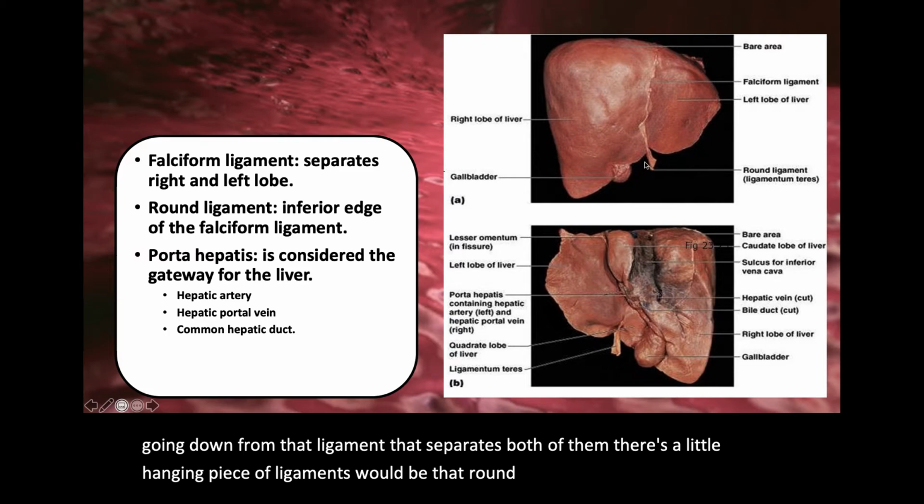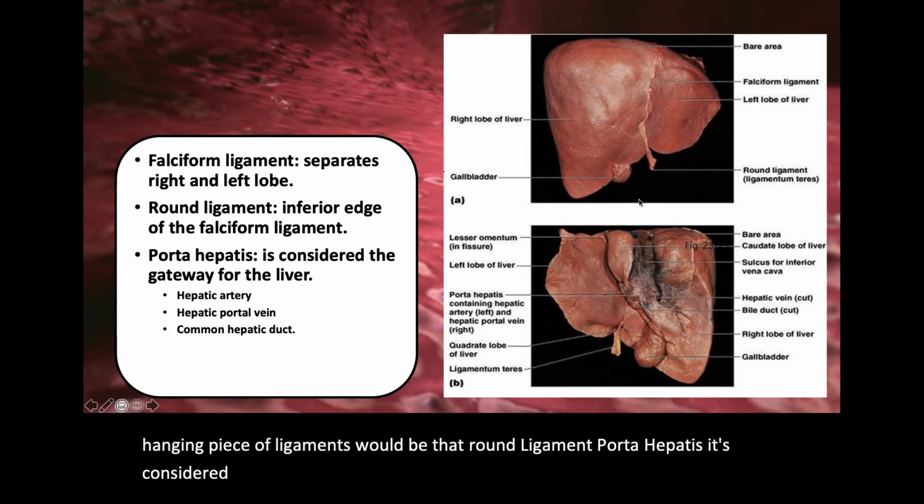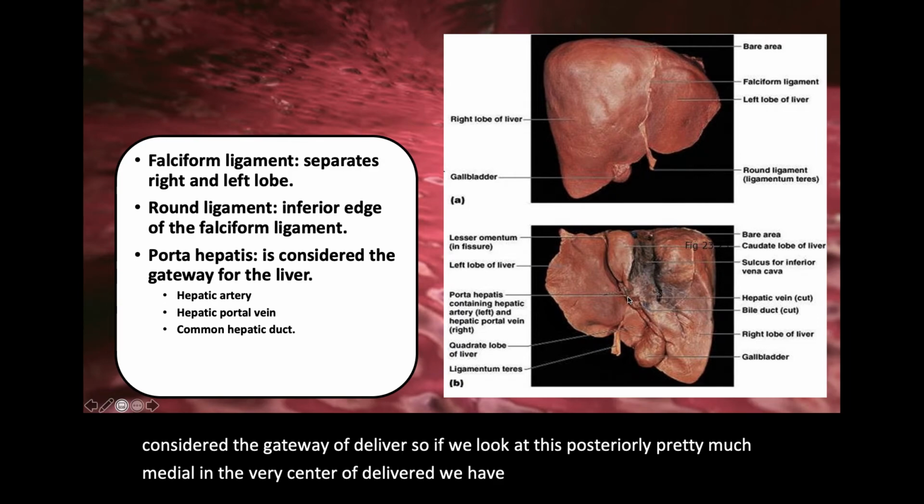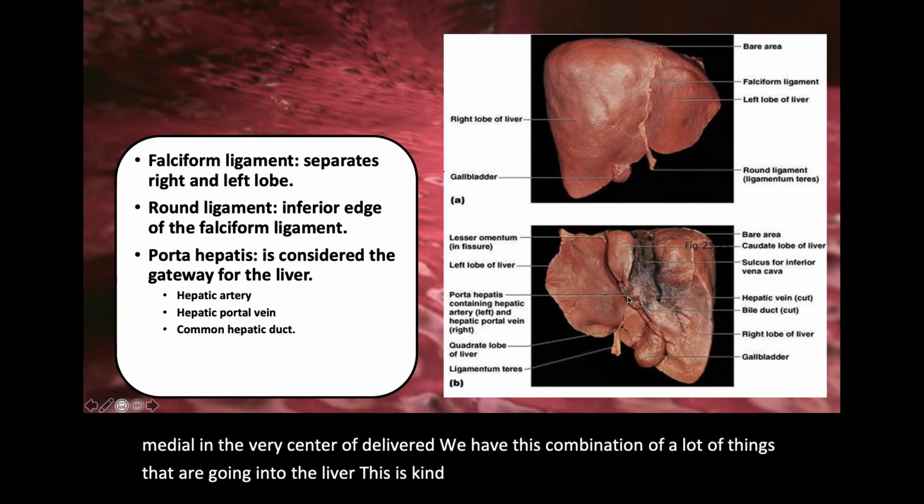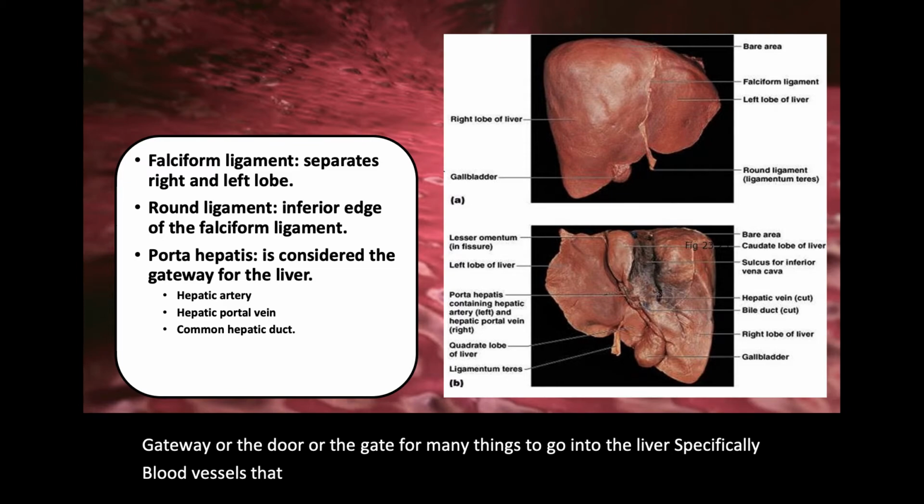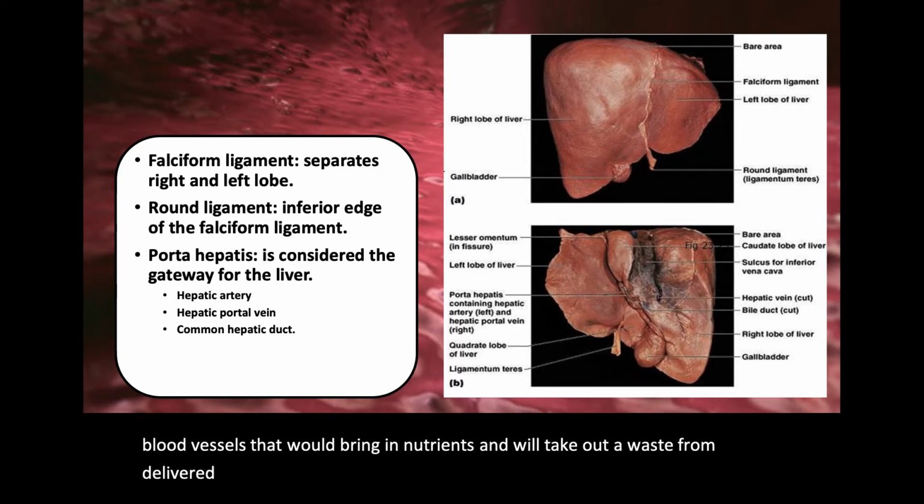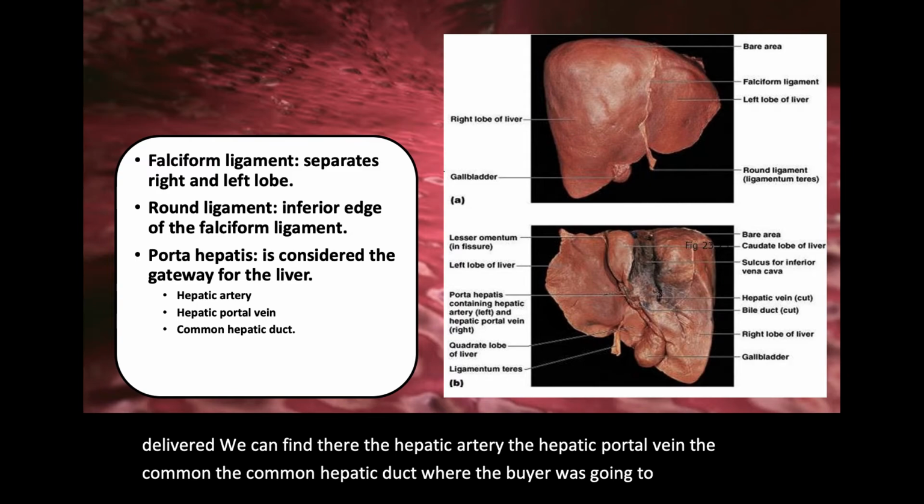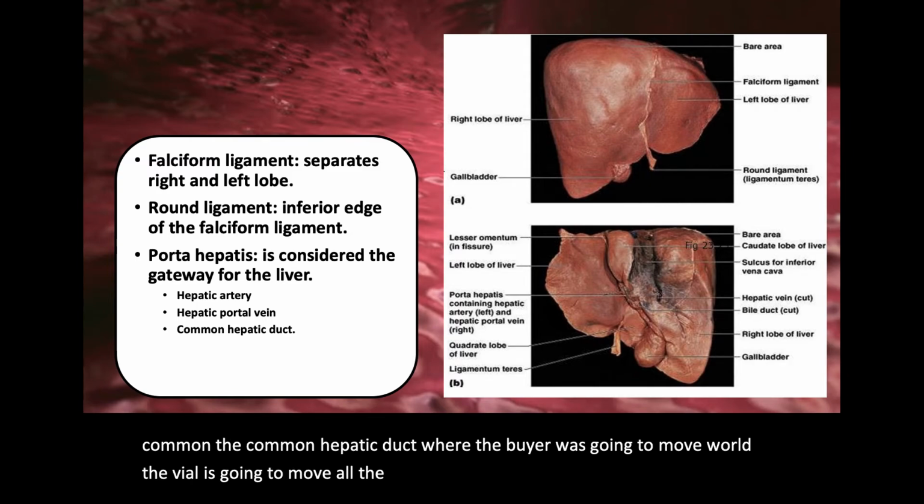Porta hepatis is considered the gateway of the liver. If we look at this posteriorly, pretty much medial in the very center of the liver, we have this combination of a lot of things that are going into the liver. This is kind of like the gateway or the door for many things to go into the liver, specifically blood vessels that would bring in nutrients and take out waste from the liver. We can find there the hepatic artery, the hepatic portal vein, and the common hepatic duct, where the bile is going to move all the way into the gallbladder.